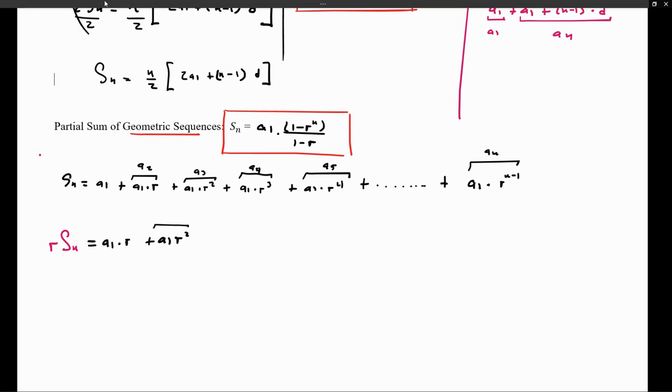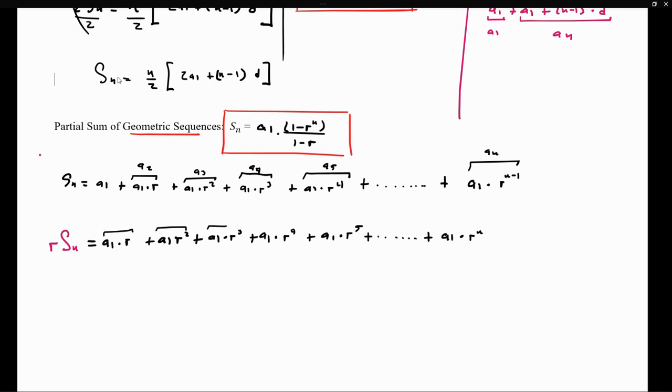Well, I shouldn't call it the second term. It's not really the second term, just a manipulation of the second term. And now my third term will become a1 times r to the third, and now my fourth term. Notice that all we're doing is increasing the exponent of r by 1. So now my next term is r to the fifth, and the last term is going to be a1 times r to the n. Again, all we have done is take every single term and multiply by r.